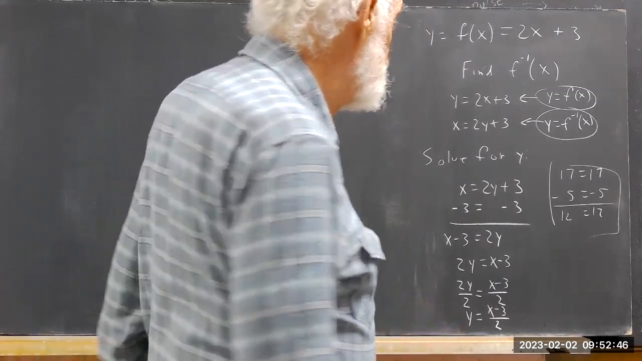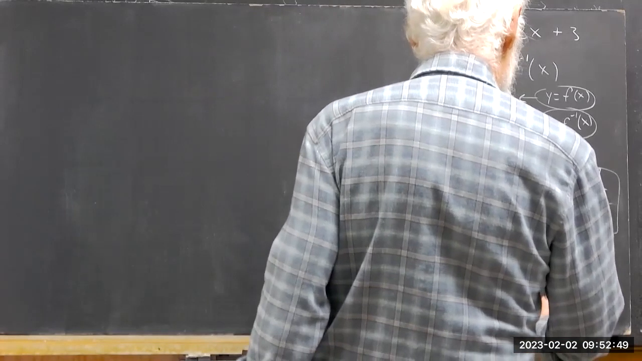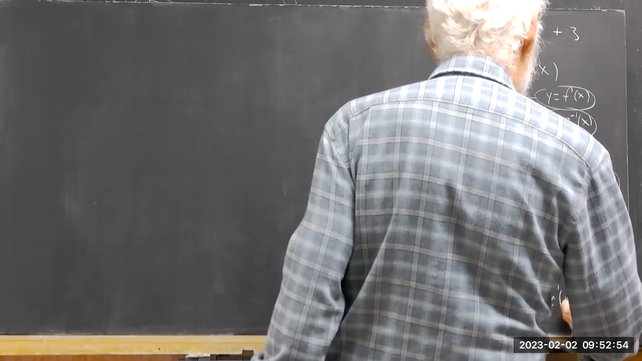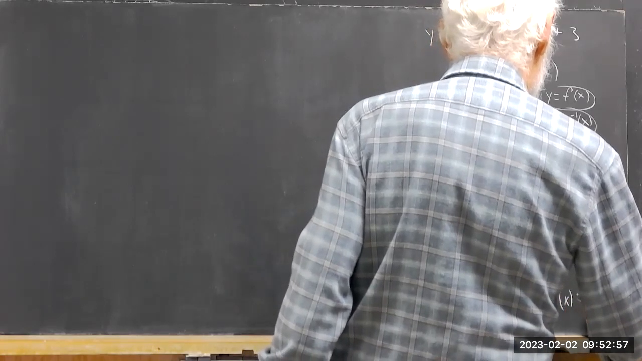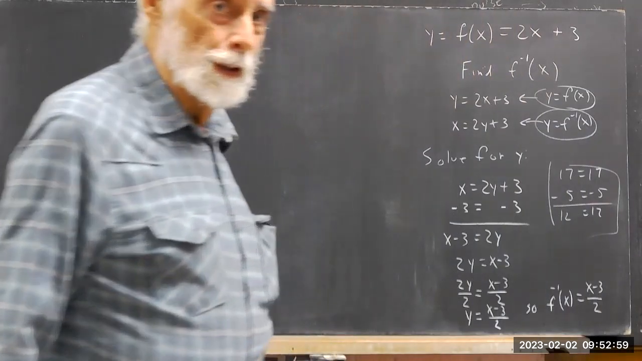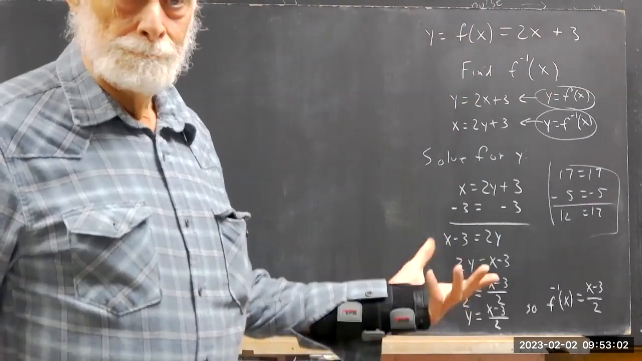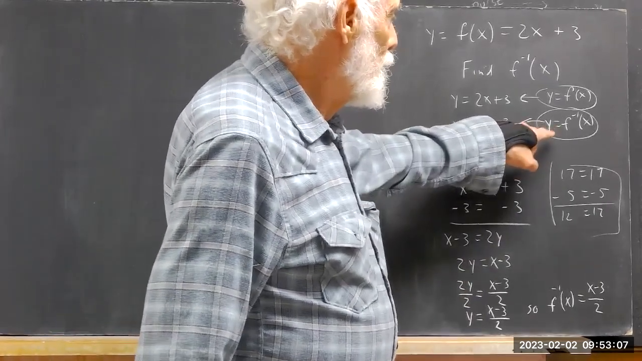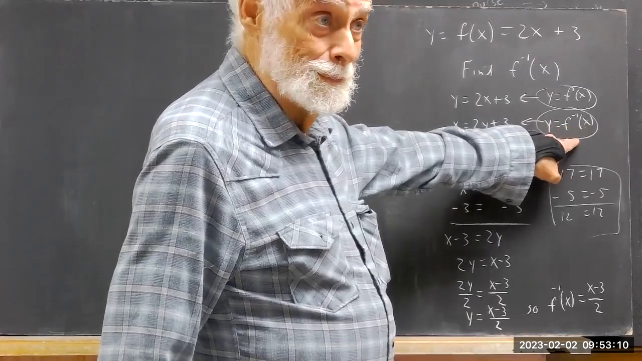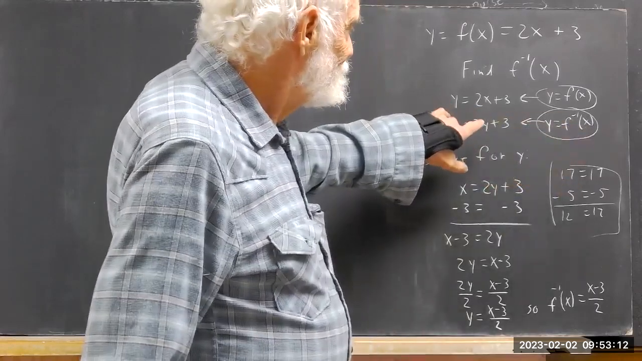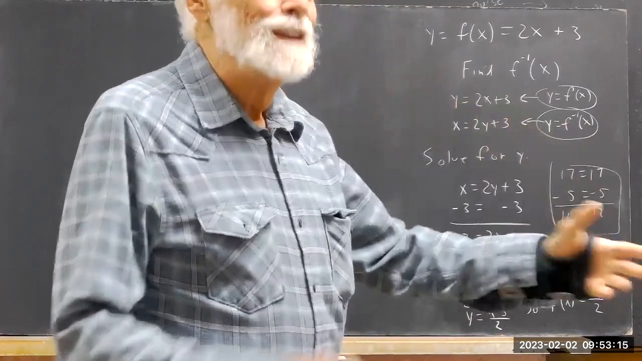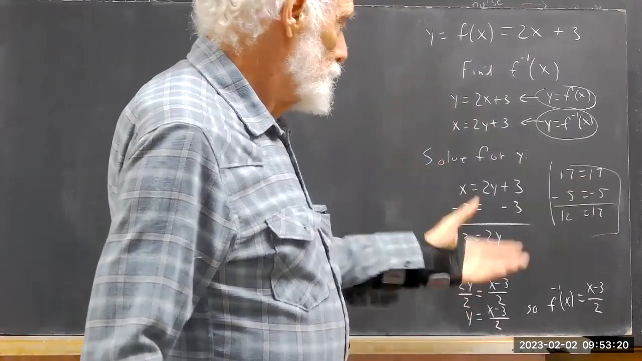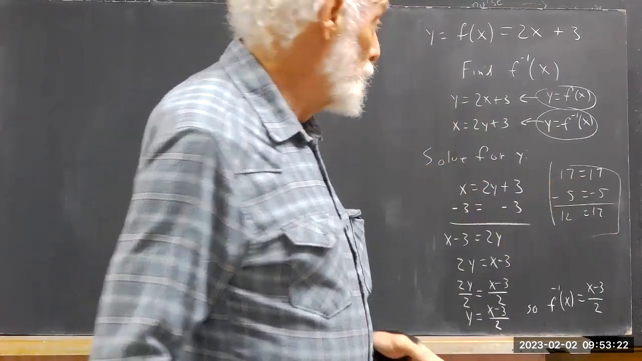So now we say that the inverse of x is x minus 3 over 2. Because again, when we switch, now y is the inverse, because y is the old x. When we do inverse functions, we switch x and y. Well, there it is in a fairly simple example.